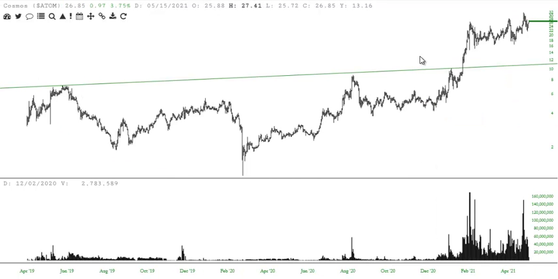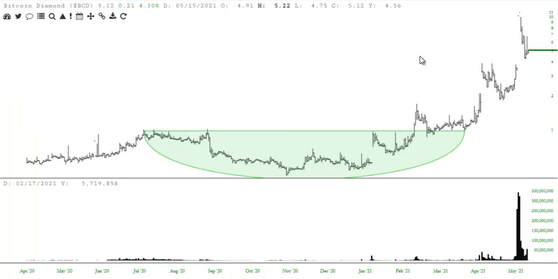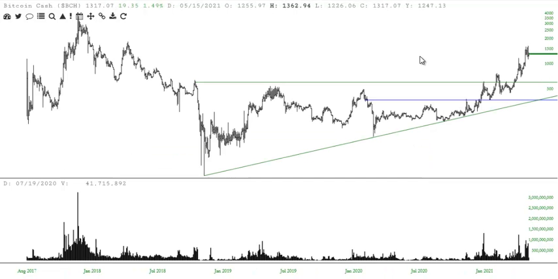Cosmos, symbol is ATOM, A-T-O-M. And look at that volume grow. Once it got above that trend line, look at the growth, hundreds of percent higher on the volume. Bitcoin Diamond, BCD, tremendous explosion in volume recently.